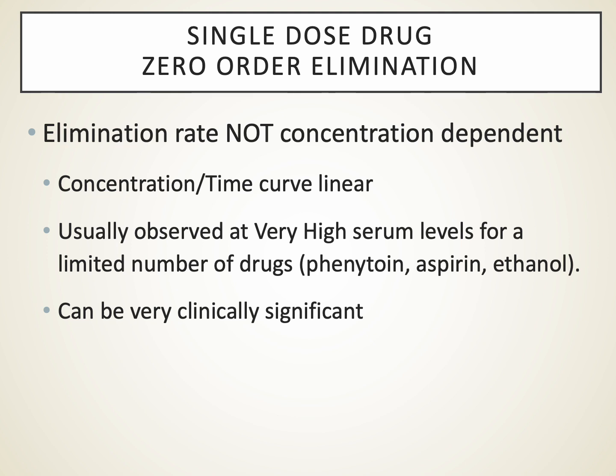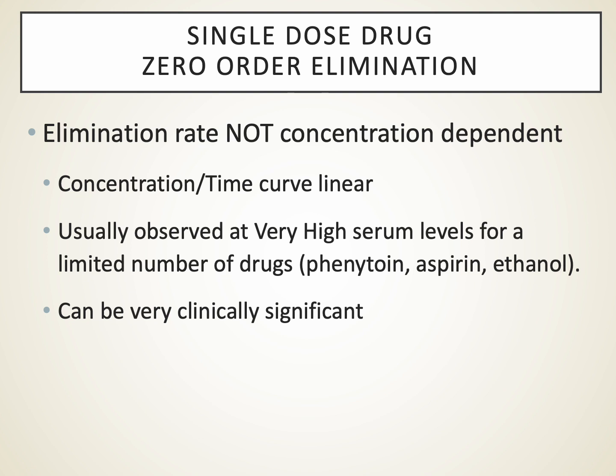In any event, it doesn't happen very often, but it sometimes happens with high doses of some drugs. The three that you'll see in practice where this does happen are the anticonvulsant or antiepileptic drug called phenytoin or Dilantin at high doses. We also see it with high-dose aspirin, and we see it with alcohol or ethanol. And so with each of these, we have this zero-order elimination process, and this can become very significant.